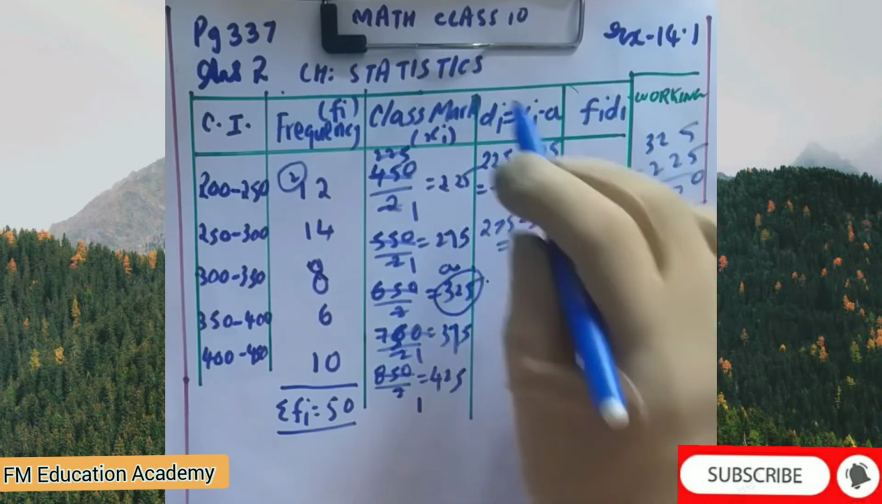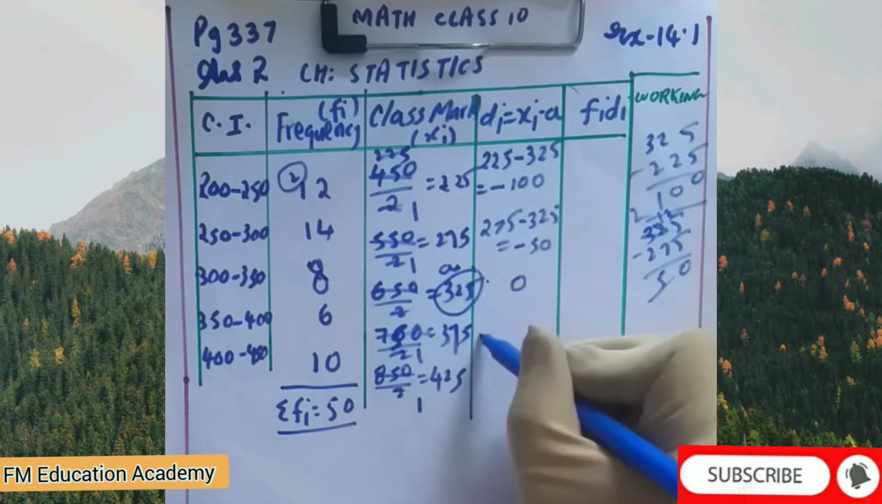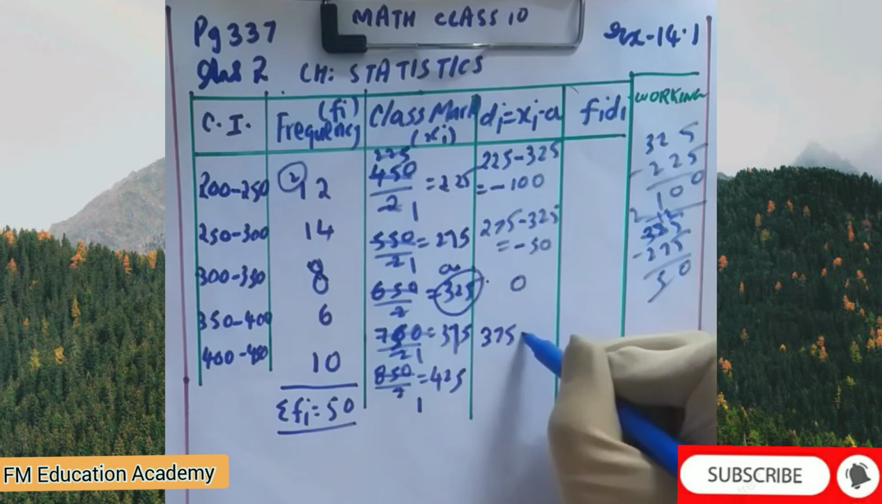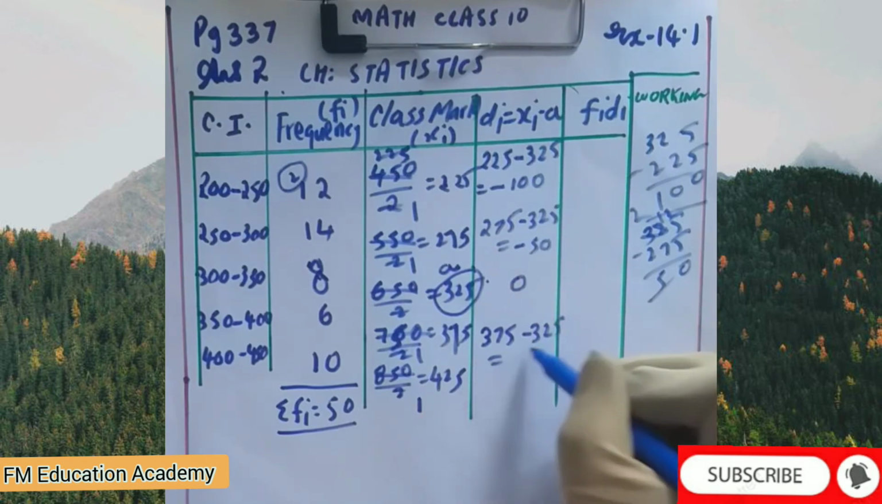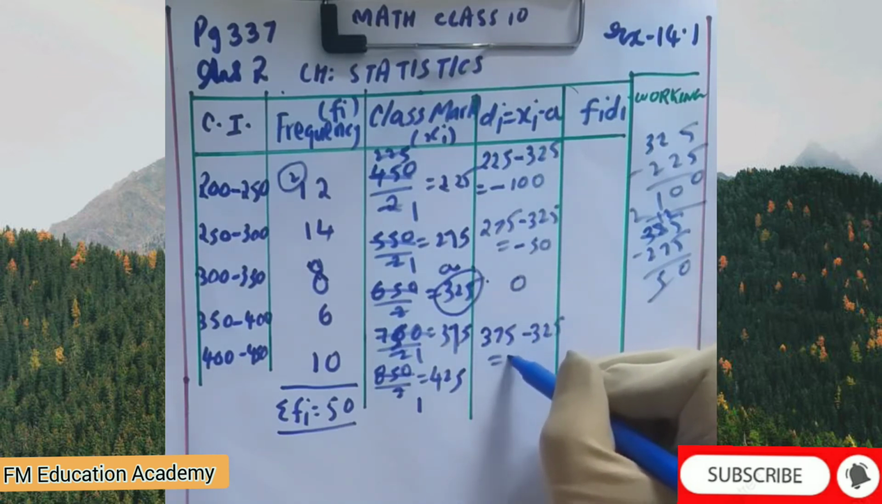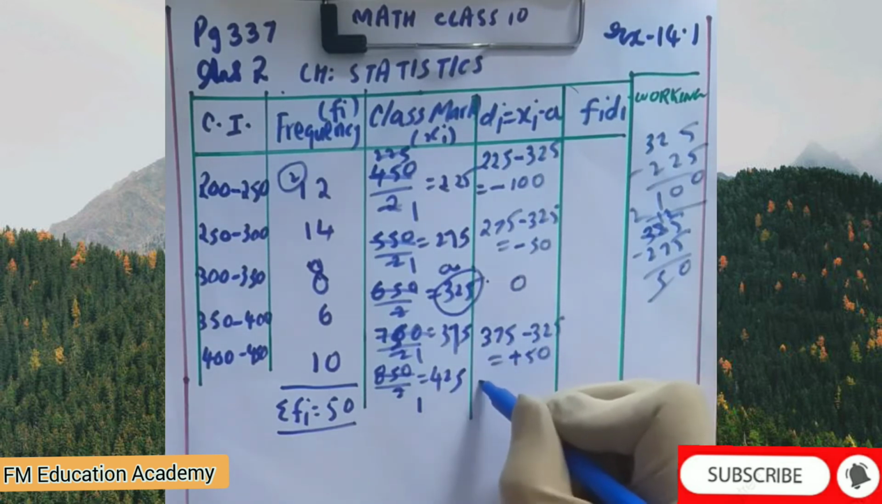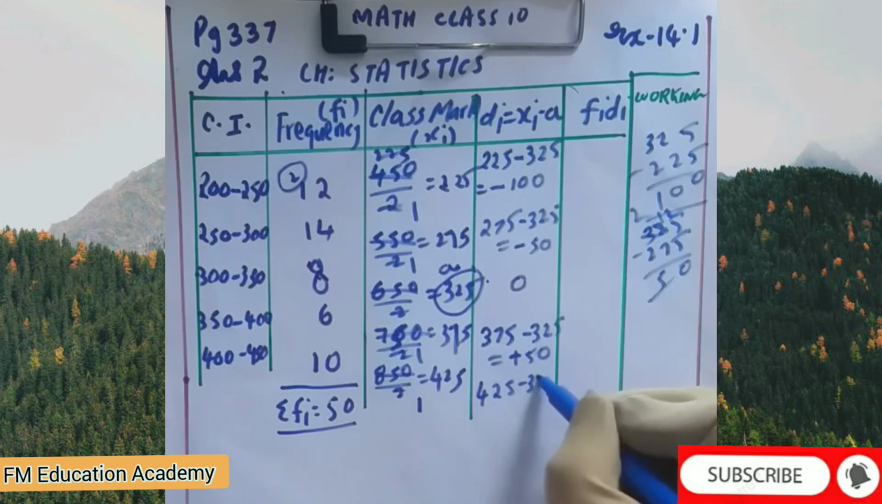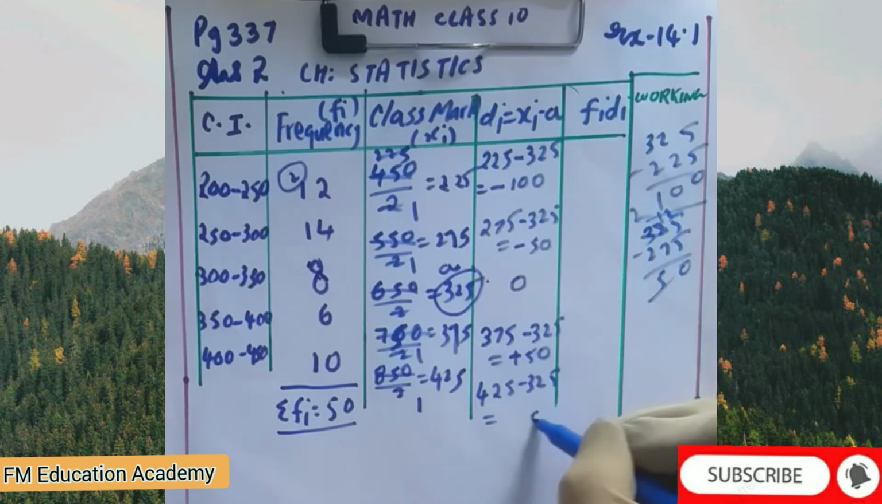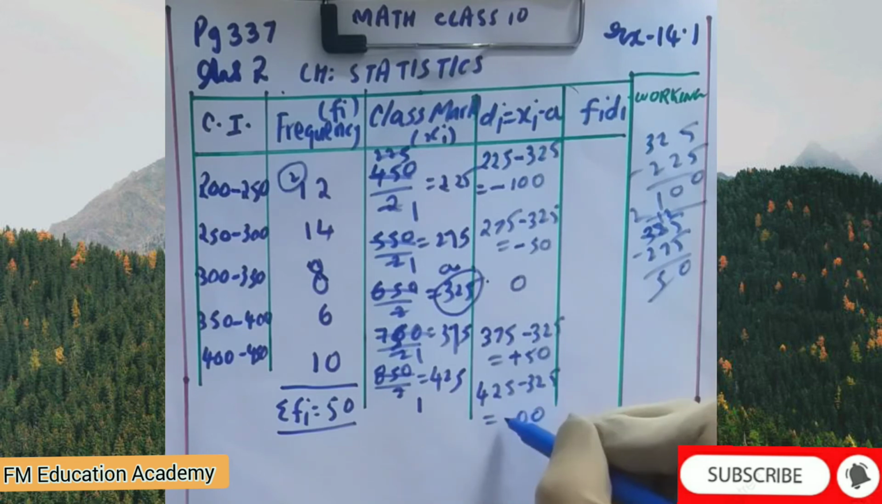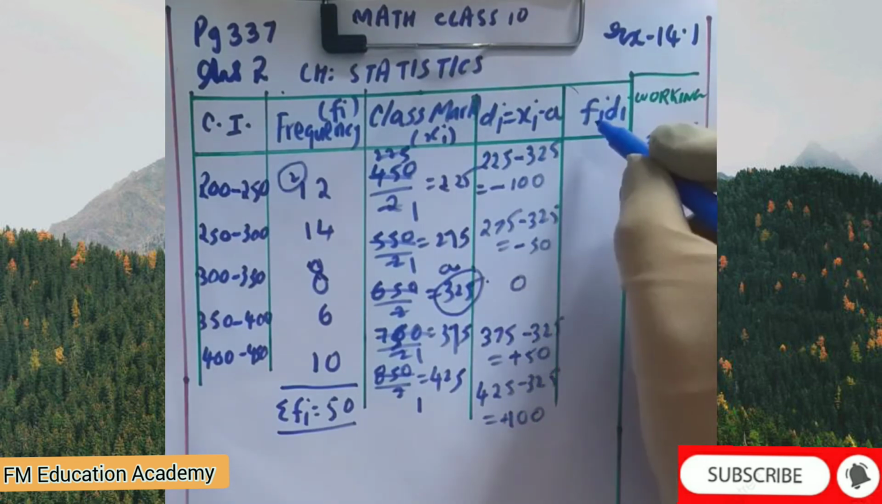Next, xi minus a. So xi here is 375, and a is 325. 375 minus 325 is plus 50, because 375 is the bigger number and it has a plus sign. So here I have plus 50. Next, 425 minus 325. 5 minus 5 is 0, 2 minus 2 is 0, 4 minus 3 is 1. So plus 100.